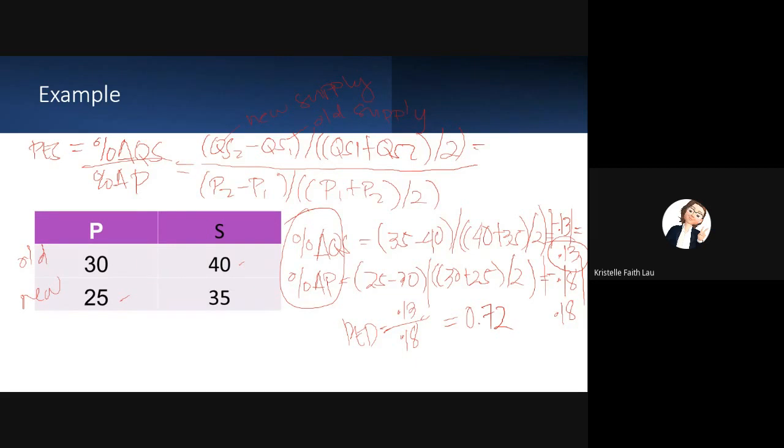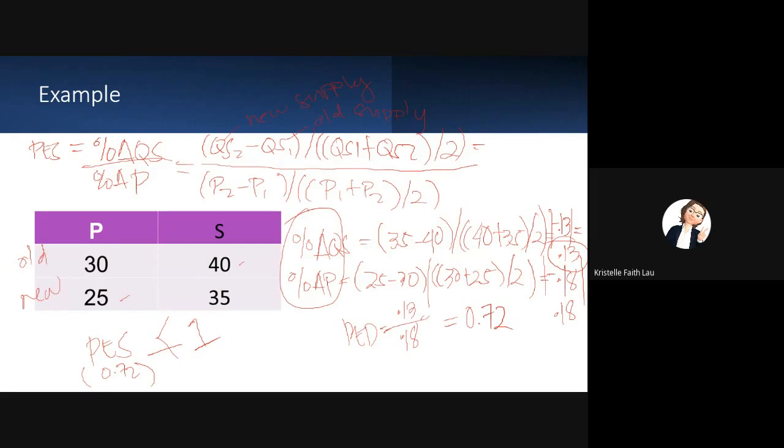Same with the process of PED para malaman natin yung interpretation niya. So, ganito lang. Sulat na natin yung PES and yung value niya, 0.72. And if it is greater ba, less than ba, or equal to 1. So, dito sa situation, less than ang PES natin sa 1. So, PES is less than 1.